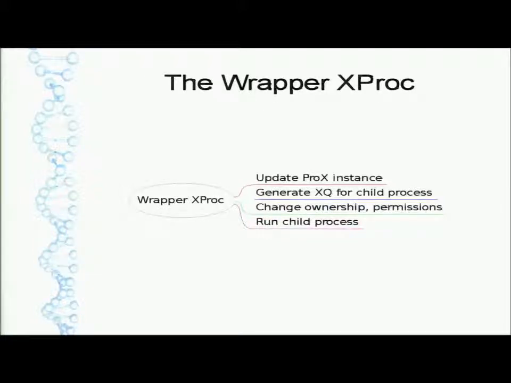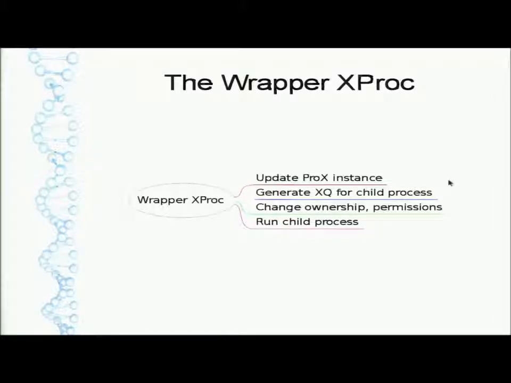The save X query that initiates the process. First of all, it just saves the instance somewhere in a temp map. Then it runs this XProc that basically updates the ProX instance with runtime values if missing, such as the target names. You want to name your target, you want to name your input, that sort of thing. Replaces URNs with URLs if necessary. Generates the X query that runs the actual child process. And runs the process, returning the results.